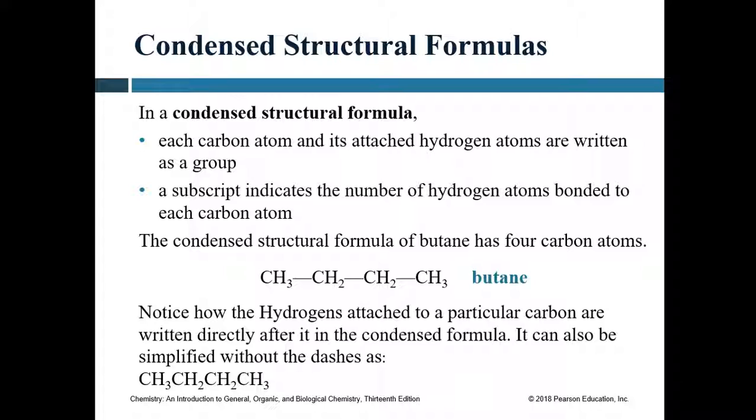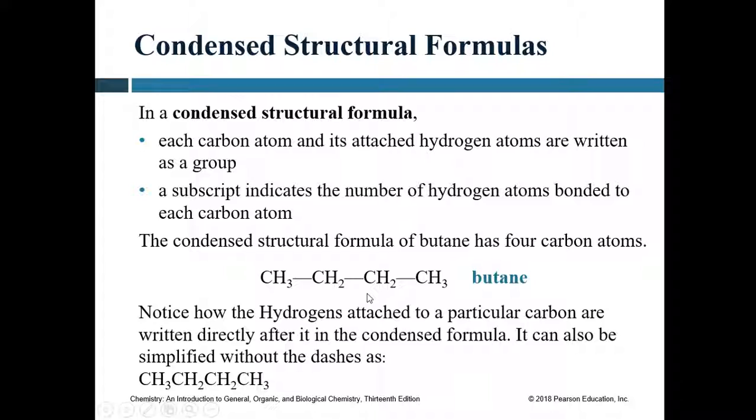In a condensed structural formula, each carbon atom and its attached hydrogen atoms are written as a group. A subscript indicates the number of hydrogen atoms bonded to each carbon atom. A condensed structural formula of butane has 4 carbon atoms. Now we have a CH3 dash CH2 dash CH2 dash CH3. So let's see why it's that way.